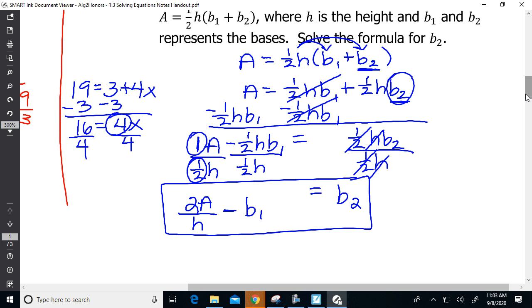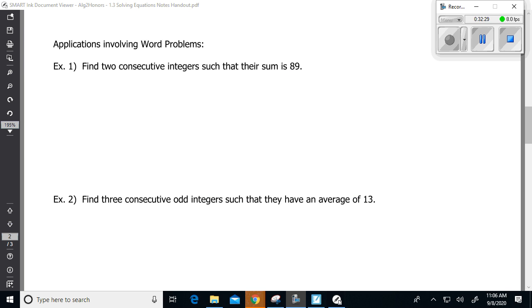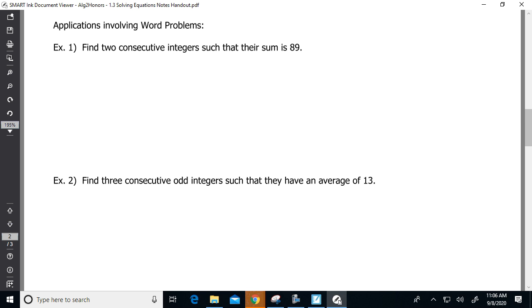Nonetheless, let me start looking at some word problems. Now, for our purposes, we're going to look at how to set them up. We're going to go through how to set them up. Solving them, you can do that part. We're going to look at how to set them up, so that's understanding what some of these terms mean.